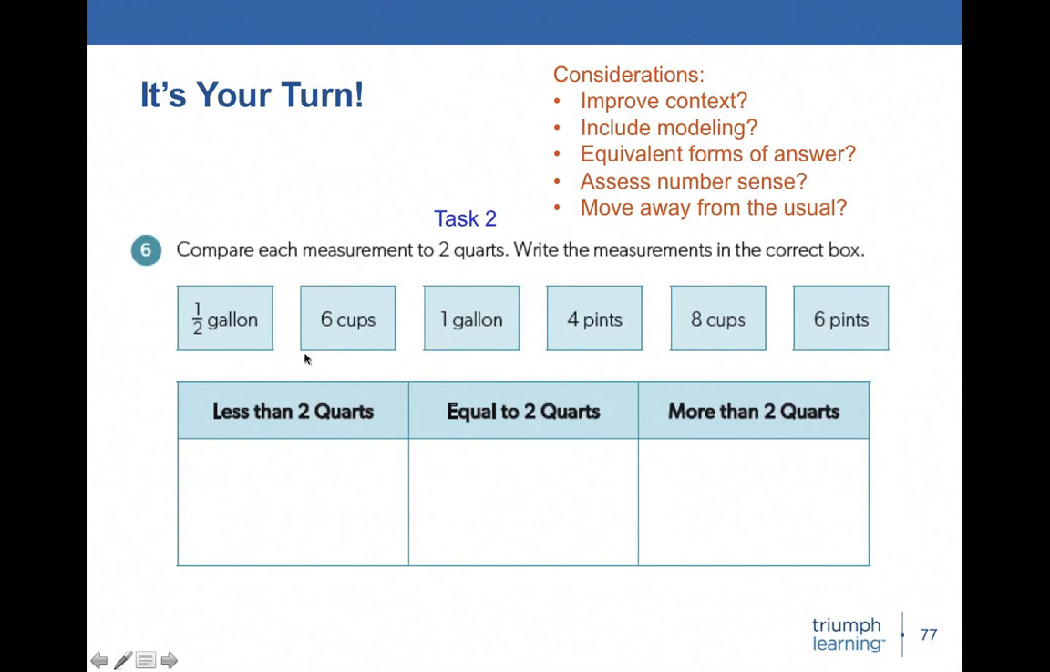So we said let's set up a context, but let's also use different kinds of units. So we had gallons and cups, pints, and we're comparing them to quarts, and we had them sort them as to whether they were less than 2 quarts, equal to 2 quarts, or more than 2 quarts. So, again, this is a case where we're having them work with equivalent forms of units, where we didn't explicitly bring in models, but we did improve the context, and we put a lot of number sense in here. I think you guys have probably come up with some great examples as well.